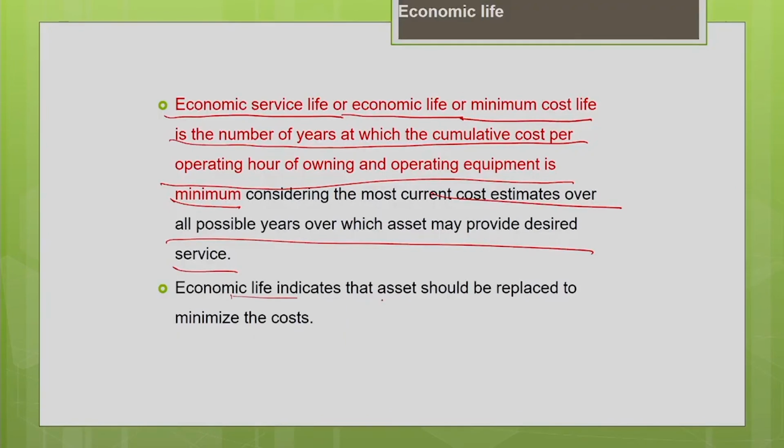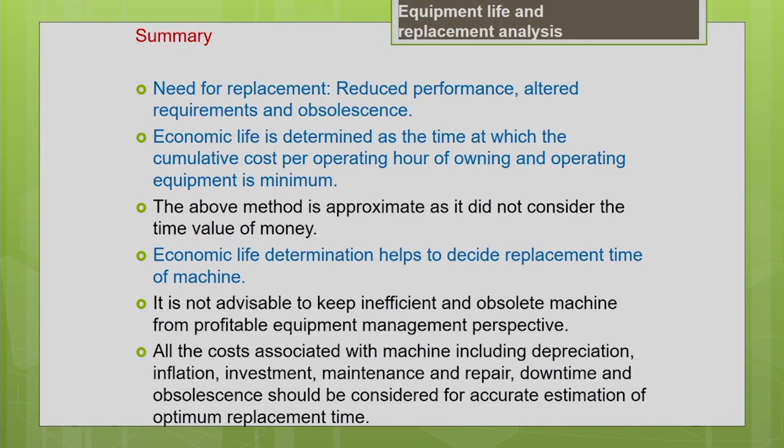So the economic life indicates that the asset should be replaced to minimize the cost associated with the machine. We have come to the end of this lecture 6. Let me summarize what I have discussed so far. Basically, we know the need for replacement of the machine. So why should we replace the old machine with a new machine?